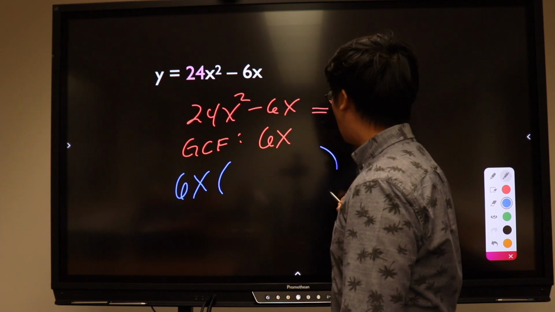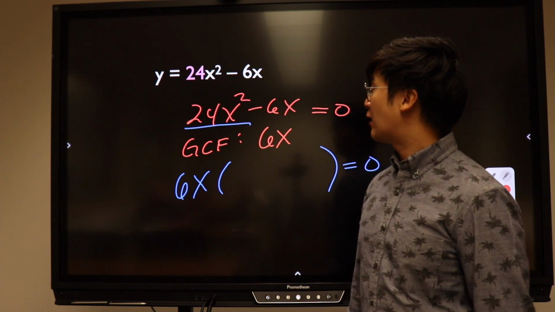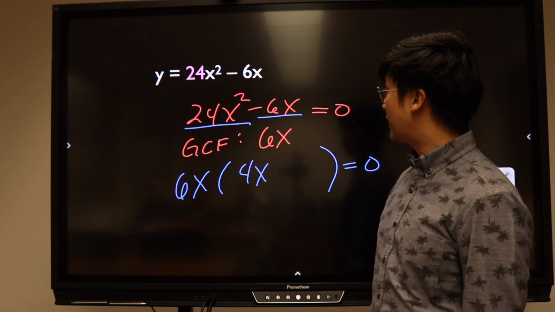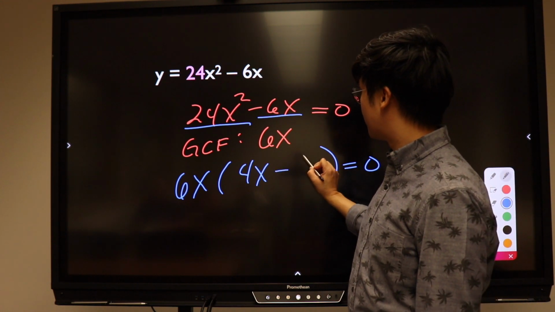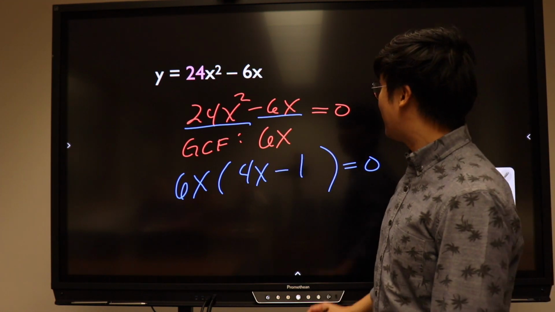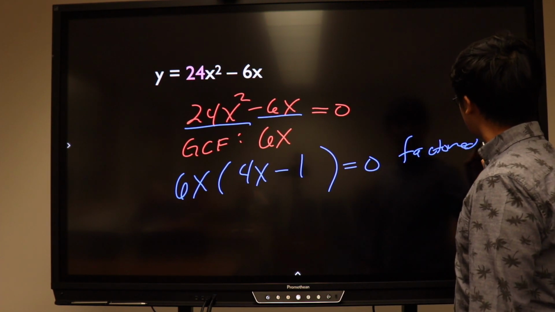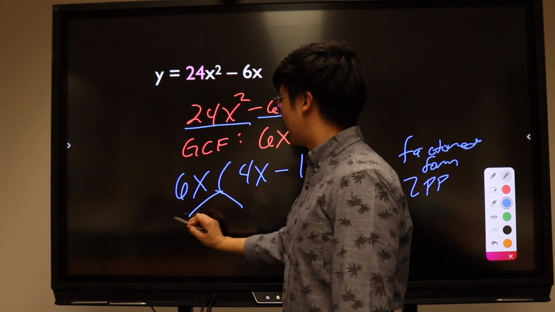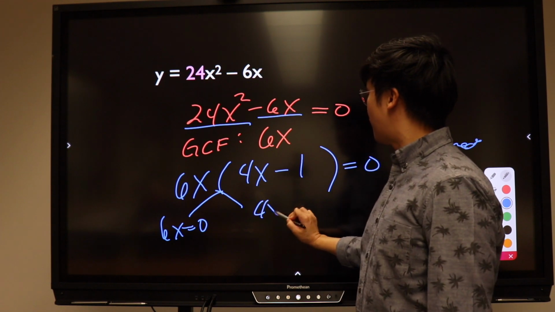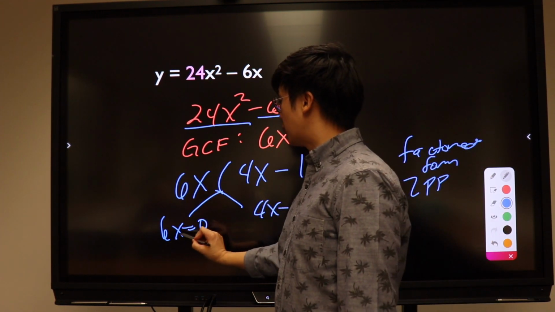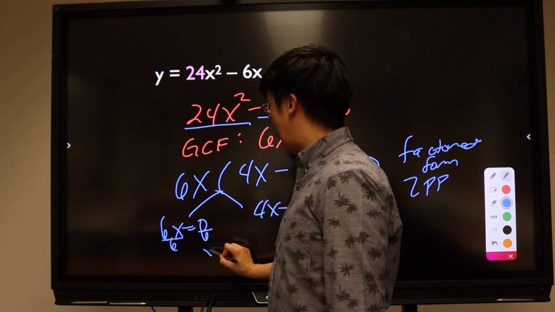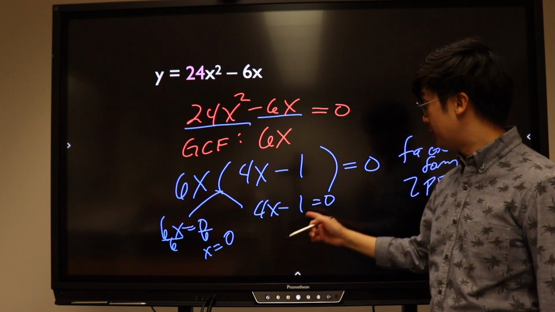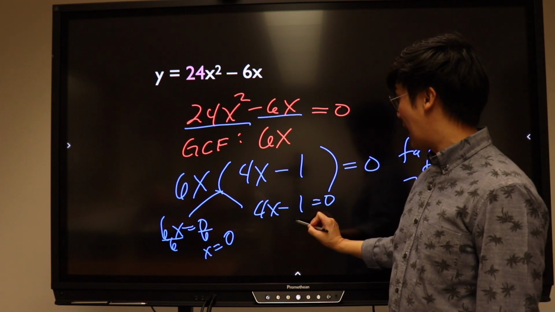So 6x is outside. 24x squared divided by 6x is 4x. And this divided by 6x is just 1, so it's just minus 1. And now we have the factored form. So we can use the ZPP. 6x is equal to 0, and 4x minus 1 is equal to 0. Divide both sides by 6. And what is the first solution? 0 over 6, or 0. And what is the second solution? Add 1 on both sides.